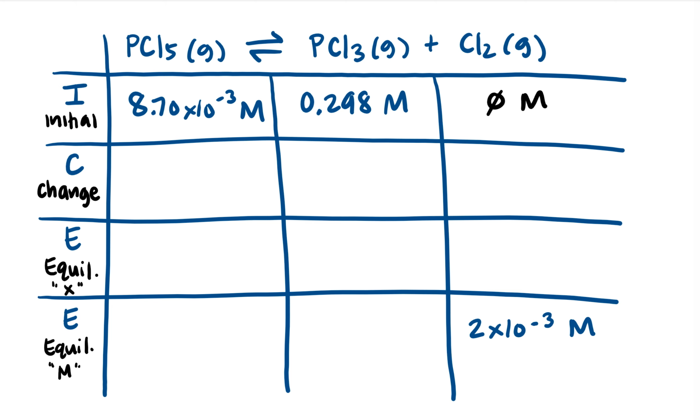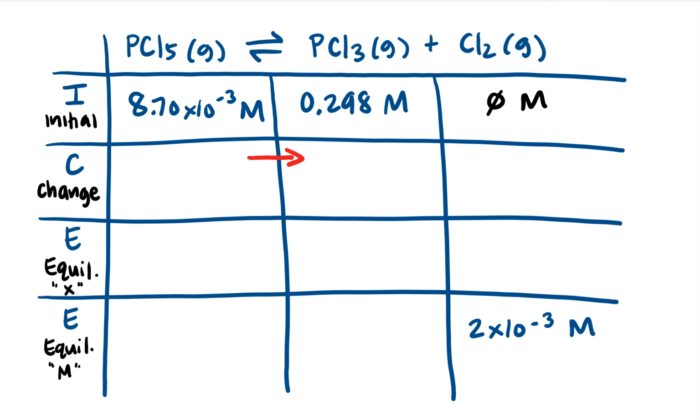Now for the change row. We need to know in which direction the system will proceed to establish equilibrium. Since we have 0 chlorine initially in the flask, the reverse reaction is impossible initially because we have 0 of one of our products. And so there's only one direction that this system is going to proceed, and it's going to be in that forward direction. So for that change row, I'm going to go ahead and draw an arrow. I know that this reaction is going to proceed in the forward direction.